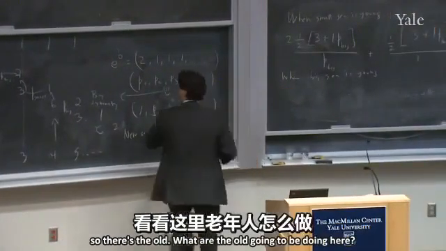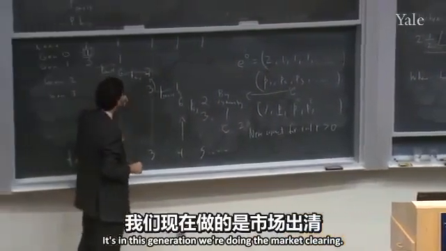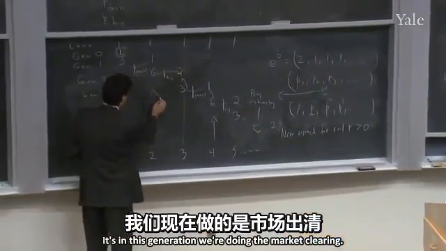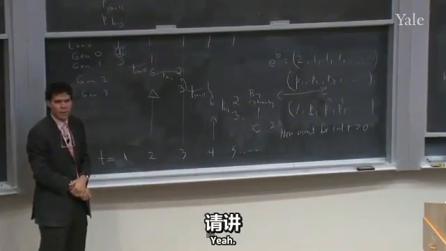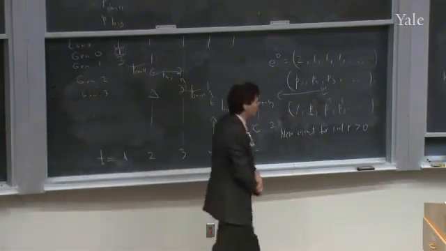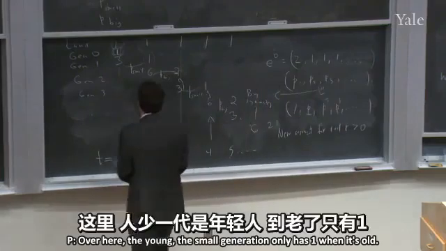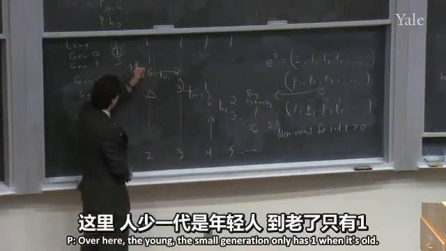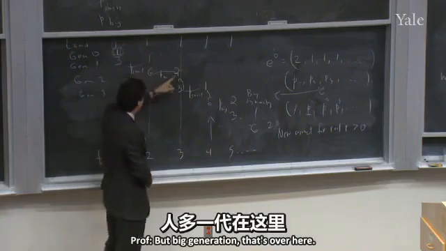So there's the old. What are the old going to be doing here? In this generation we're doing the market clearing. Somebody knows how to answer this. Yeah. Don't they have 2 when they're old as well? So 2 times 3 plus 2. Over here, the small generation only has 1 when it's old. Big generation, but big generation, that's over here.